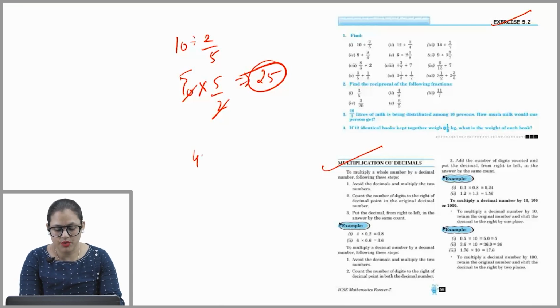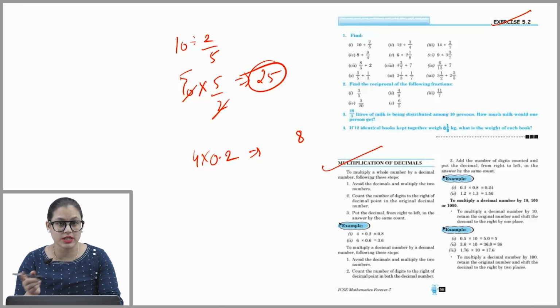Okay. Example is 4 into 0.2. So 4 2s are 8. So there is one decimal place. So you will place the decimal after one digit starting from the right. So here you will put the decimal.